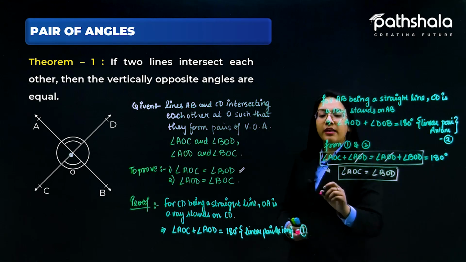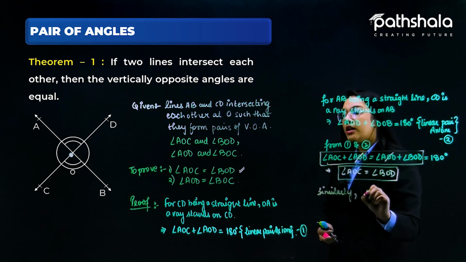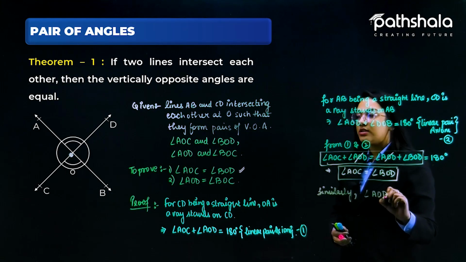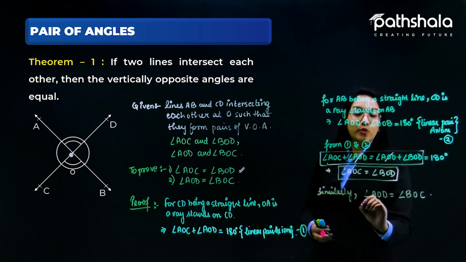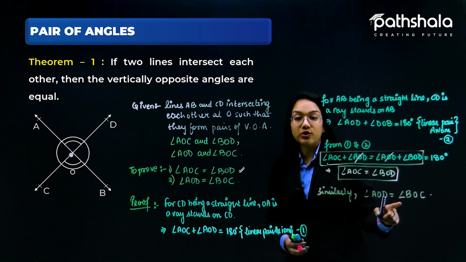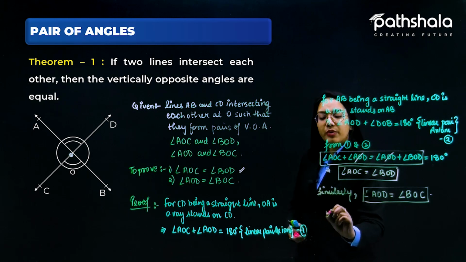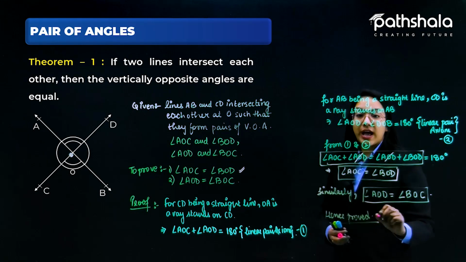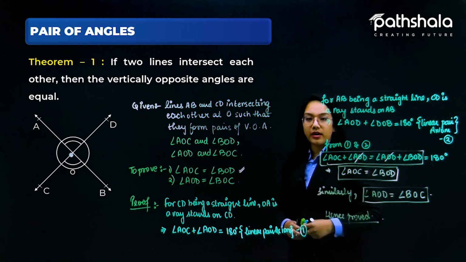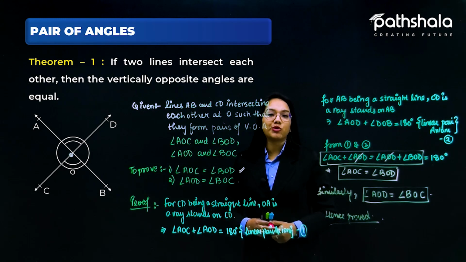Similarly, we can prove that angle AOD is equal to angle BOC using the same concept. Hence, at the end, it is proved that the vertically opposite angles are equal to each other using the linear pair axiom concept. So this is all about theorem number 1.